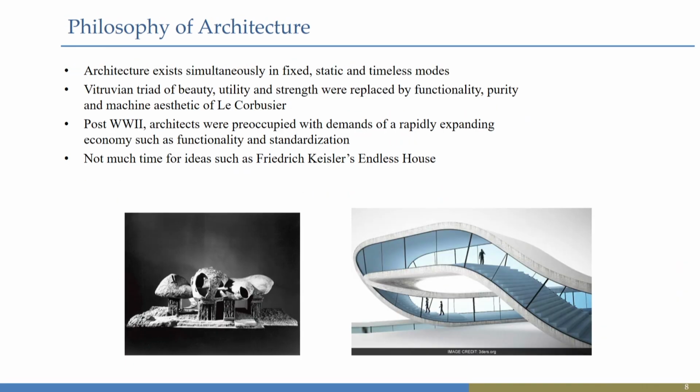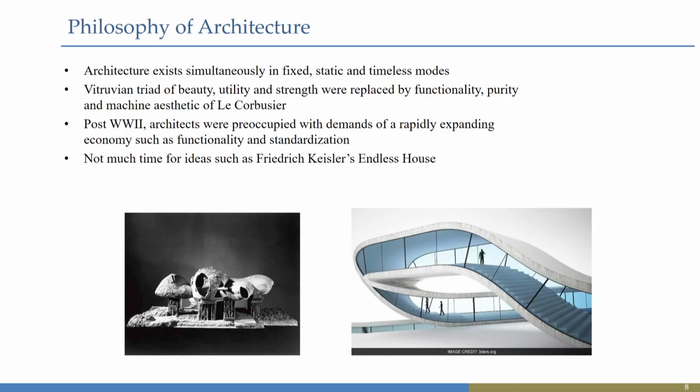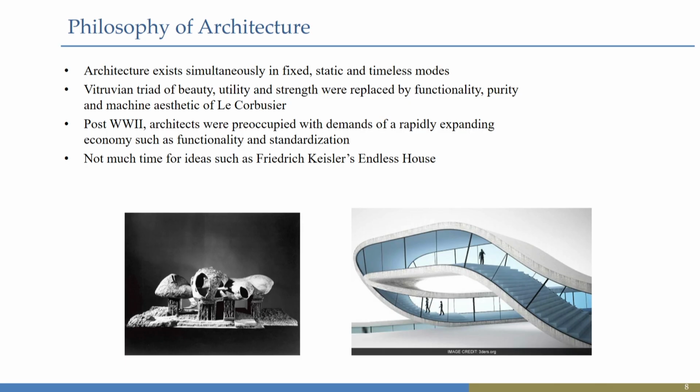Let us move forward. We must not forget that architecture exists simultaneously in fixed, static and timeless modes. Now, what does it mean? Architecture is a building and a building is fixed. I mean, today this building is here, tomorrow we cannot take it somewhere else. So, a building is fixed and static, it remains at one place and it is unchanging. Static means if a building is of white color, tomorrow also it will remain white in color, it will not change its color automatically, and it is timeless. So, over a long period of time it remains fixed, static and timeless. So, this is an element of architecture that cannot be missed.